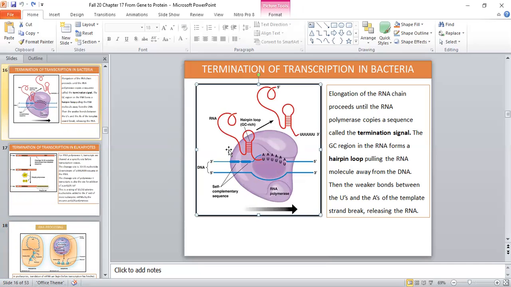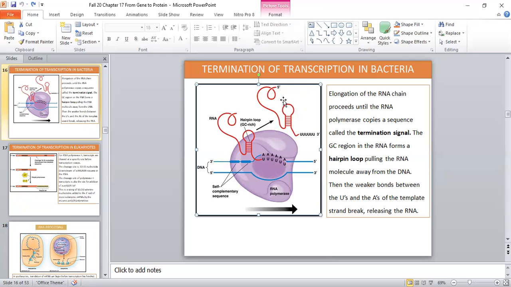This is not that important, but if you understood, I will move to the next slide. In bacteria, wherever the GC is there, it will make a loop. Look at the loop now. It will start to unwind, and start to wind up like this, like you can see the bulb shape.